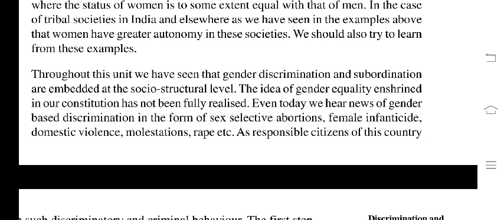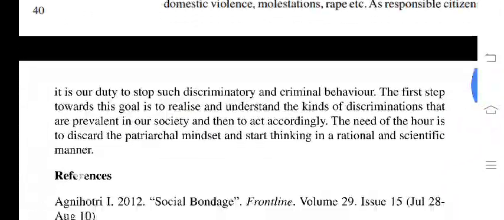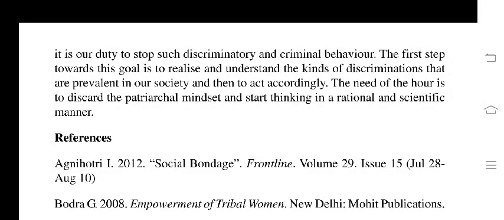Even today, we hear news of gender-based discrimination in the form of sex-selective abortions, female infanticide, domestic violence, molestation, rape, etc. As responsible citizens of this country, it is our duty to stop such discriminatory and criminal behavior. The first step towards this goal is to realize and understand the kinds of discrimination that are prevalent in our society and then to act accordingly. The need of the hour is to discard the patriarchal mindset and start thinking in a rational and scientific manner.